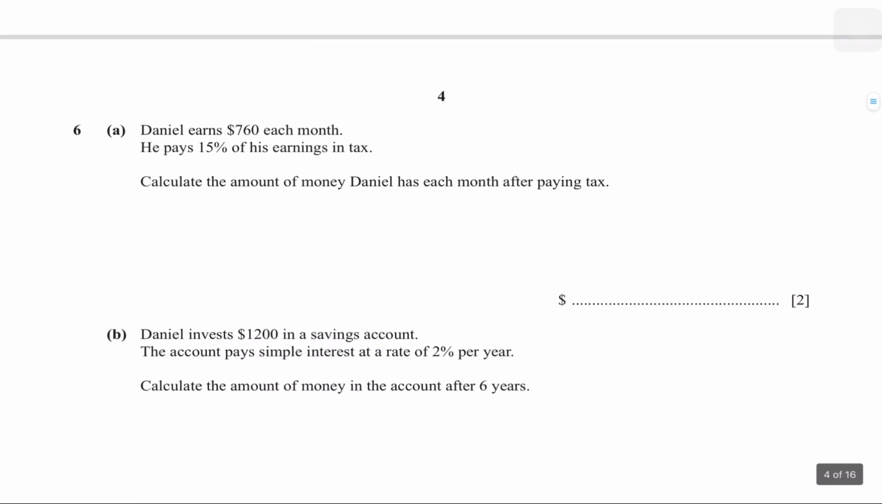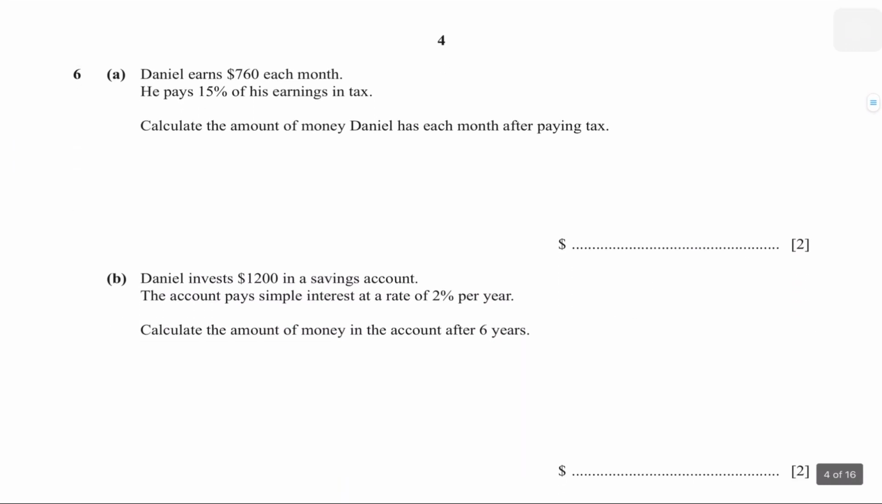Now we move on to question number 6, which says Daniel earns $760 each month. He pays 15% of his earnings in tax. Okay, so this is very important. Of the $760 that he earns each month, he pays 15% of his earnings in tax. Calculate the amount of money Daniel has each month after paying the tax. So let's underline the word after. So if he's paying 15% of tax, we can do it.